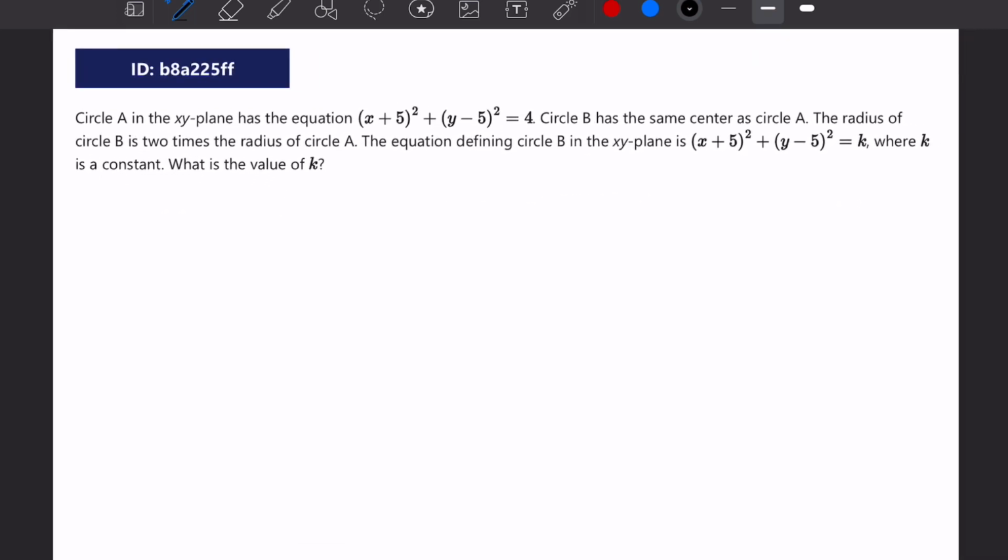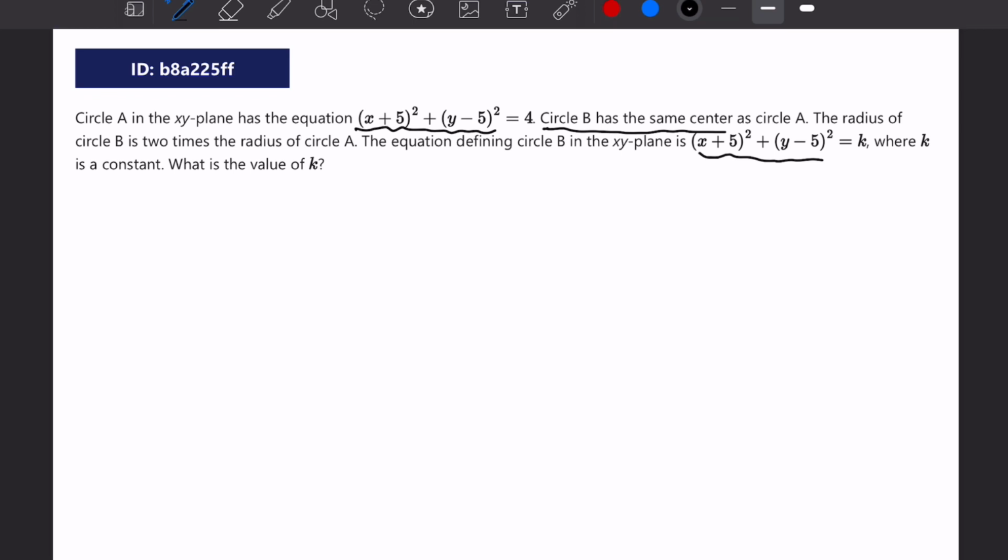Circle A is in the xy plane, has the equation x plus 5 squared plus y minus 5 squared is equal to 4. Circle B has the same center as A and the radius is twice. So we're finding the k value here. So right off the bat we know that circle B has the same center, and the question gave you all the center points, so that's good.